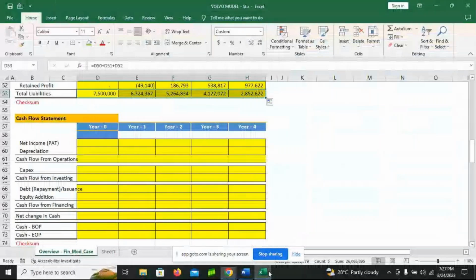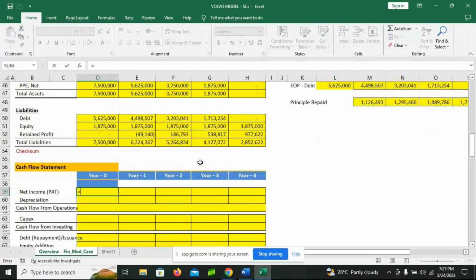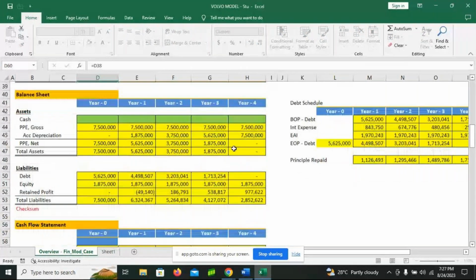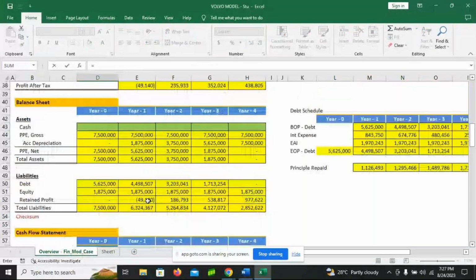So let's calculate the cash flow statement. So here, net income, that is profit after tax, D38. So here I am going to drag the things. So depreciation, that will be depreciation.